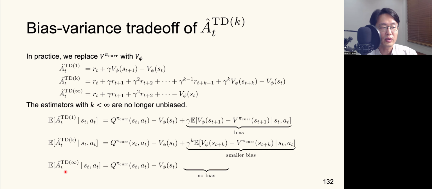And then for TD infinity, the Monte Carlo estimator, we don't have any bias here. So this becomes an unbiased estimator. Again, this is not V pi, it's V phi, but this baseline function doesn't contribute to the expectation, to the mean in the policy gradient sense. So this discrepancy is fine.